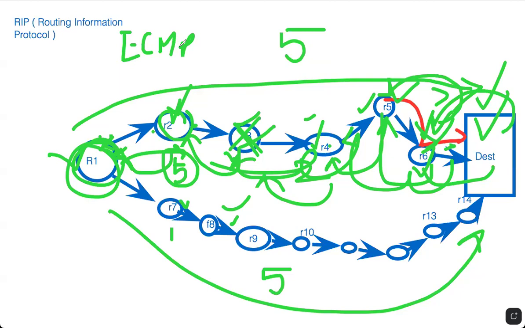So that is how the distance vector protocol works. And there are two versions of RIP: RIP version 1 and RIP version 2. So now let's talk about the differences between RIP version 1 and RIP version 2.